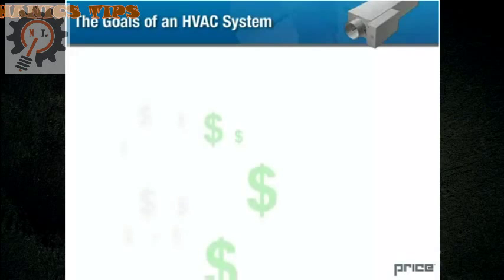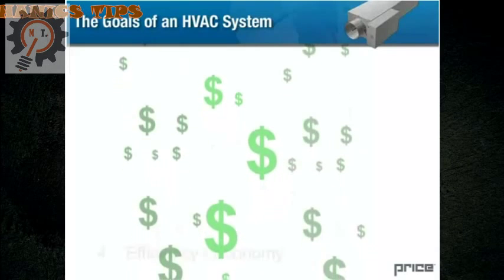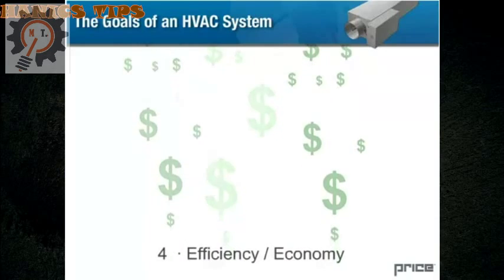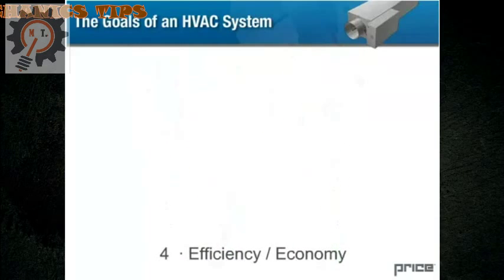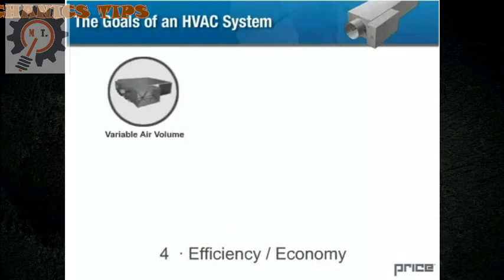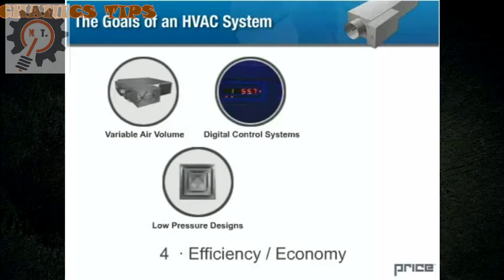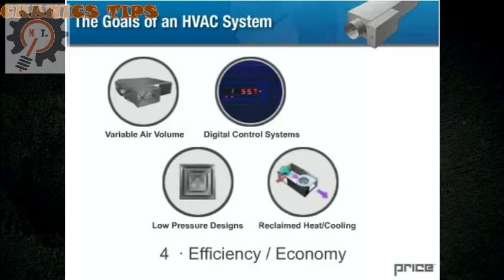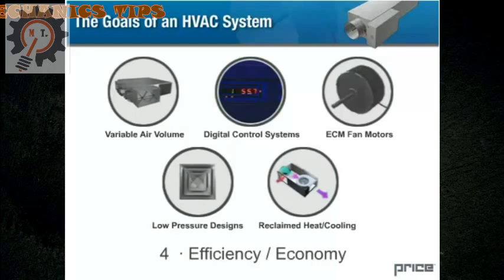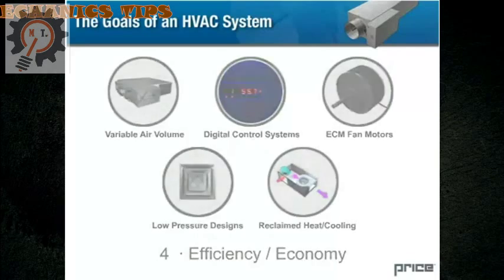Finally, with the spiraling cost of fuel, HVAC systems must also be efficient and economical. Energy-efficient HVAC systems might incorporate variable air volume designs, components designed for operation at low pressures, digital control systems, mechanisms for reclaiming heating or cooling benefits from recirculated air, and high-efficiency ECM fan motors. Many Price products are designed specifically with energy efficiency in mind.